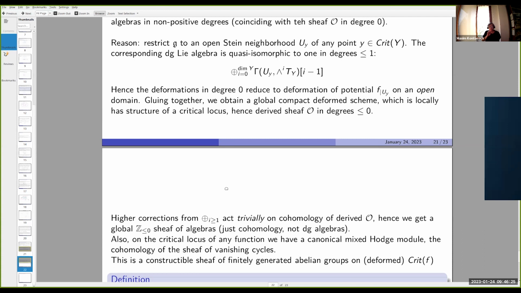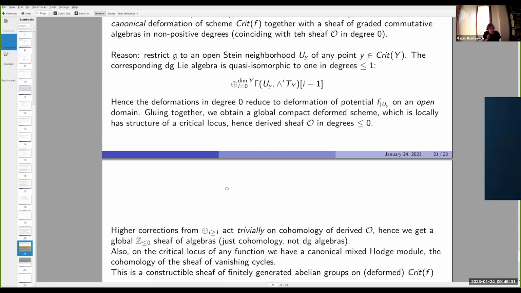Why is it canonical? It's a constructible sheaf of finite abelian groups, and then with some kind of Hodge structure. Then we glue them, and when we glue, we don't have any continuous parameters because groups are discrete. And all these higher corrections don't change anything. You get a canonical mixed Hodge model.